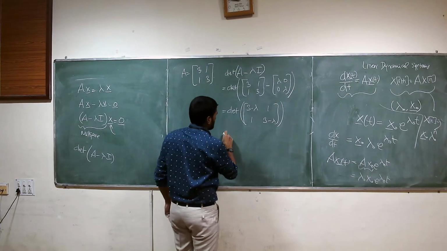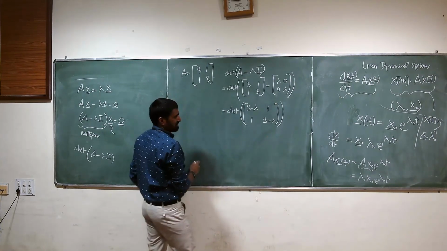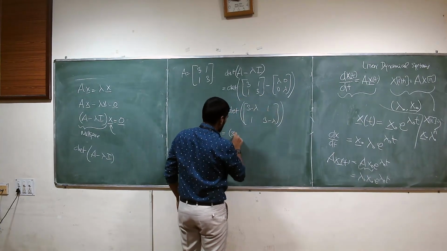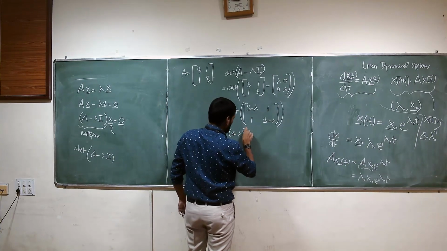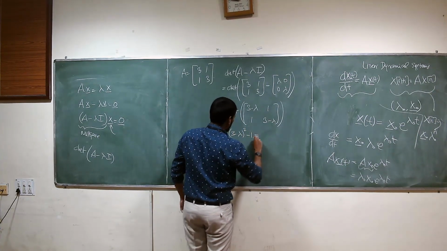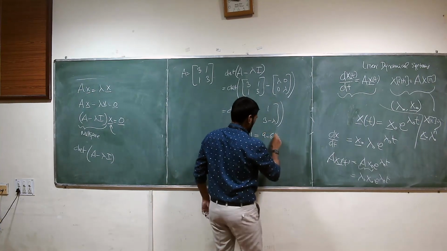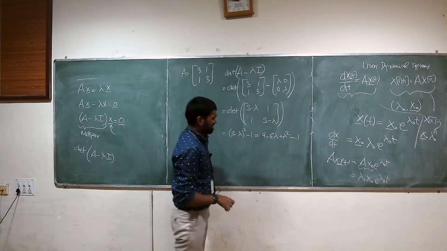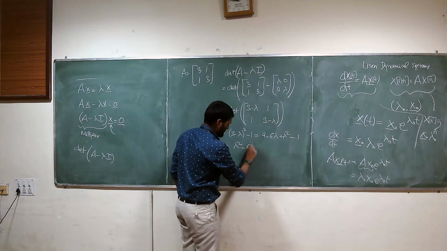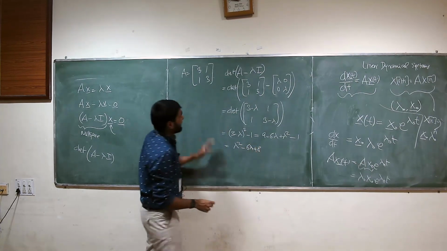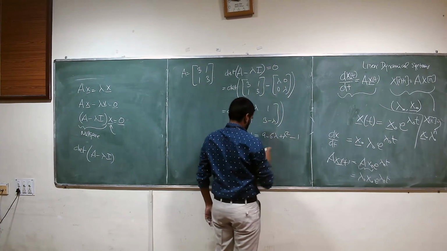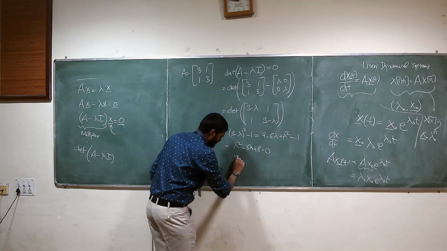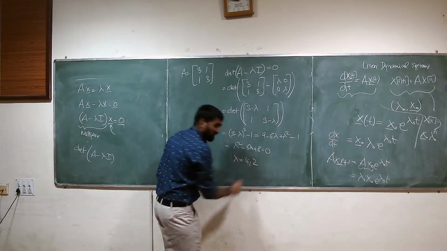What is the determinant of a 2 cross 2 matrix? It's the product of these two terms minus the product of these two. That is (3 minus lambda) squared minus 1. This will be 9 minus 6 lambda plus lambda squared minus 1. That gives me lambda squared minus 6 lambda plus 8. And you solve for this by equating it to 0. You simply solve for the roots of this, and you get two values: 4 and 2.